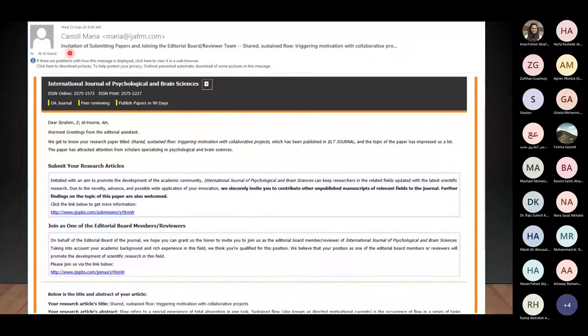The title is Invitation of Submitting Papers and Joining the Editorial Board Reviewer Team. Shared Sustained Flow. This is the title of one of my papers. Then when you open the email, you see the title of the journal, International Journal of Psychological and Brain Sciences. You see they have ISSN, online and print. They say open access journal, peer reviewing, publish papers in 90 days. So, dear Ibrahim Z and Al-Hoorie A, this is my co-author of this paper.